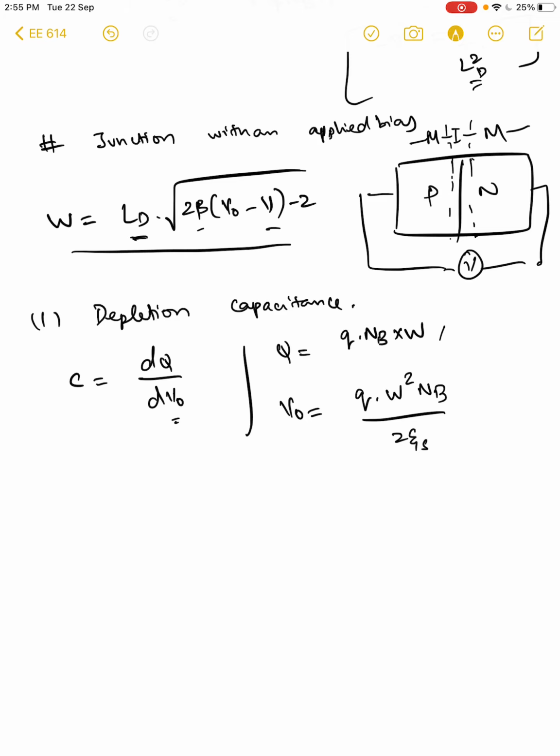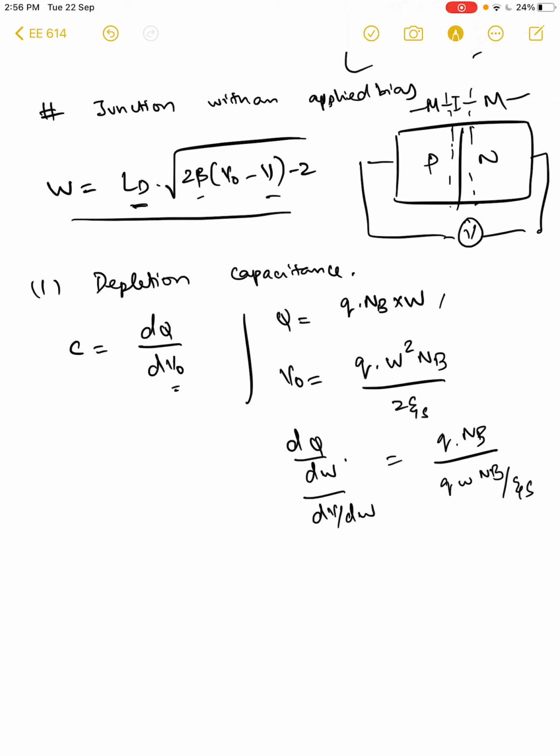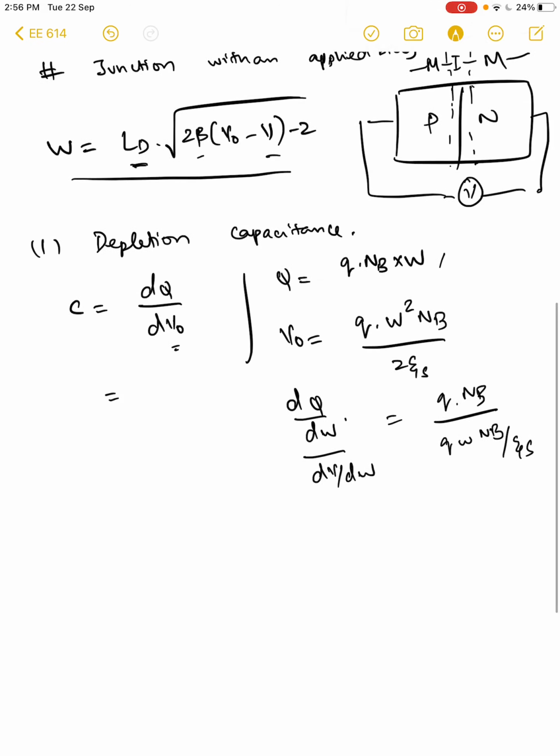You see that both of them have width, so I'm going to take dQ by dW and divide it by dV by dW, right? If you do this, you can easily see you will get Q NB by Q W NB by epsilon s. So basically this expression will come out to be epsilon s by W, which is sort of understandable, right?